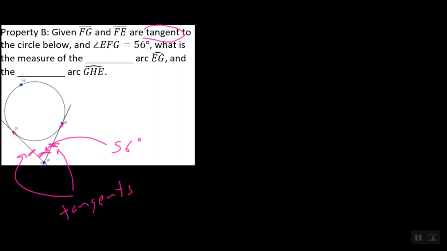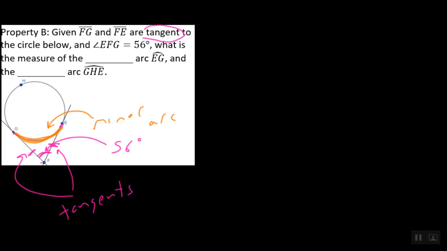Okay, what is the measure of blank arc EG? Alright, so let me go ahead and do this in orange. Here we have blank arc EG. So what is that blank? Well, when you look at that orange part of the circle, would you say it's most of the circle or a small portion of the circle? And it's actually a small portion. So what do we call that? We call it the minor arc.